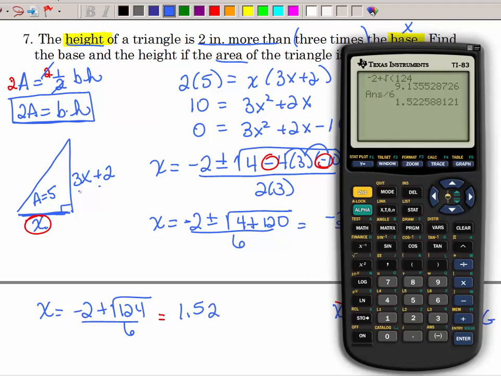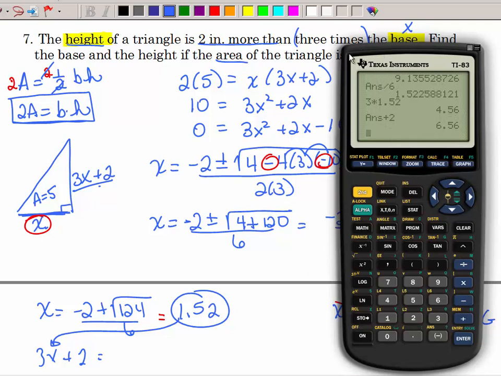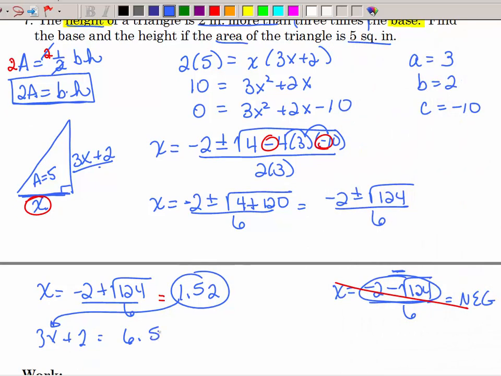That's x. Now I need 3x plus 2. So I need to take 1.52 and multiply that by 3. So I'm going to use my calculator. So 3 times 1.52, and then I'm going to say plus 2. So I get about 6.56. So I have my base and my height. So my base again is about 1.52 and my height is about 6.56.